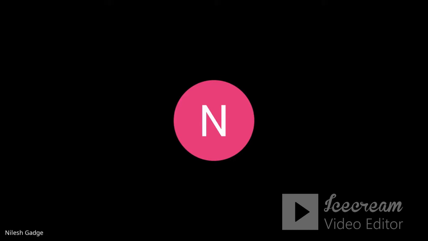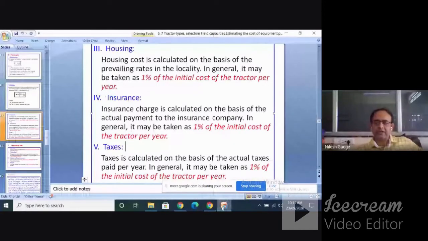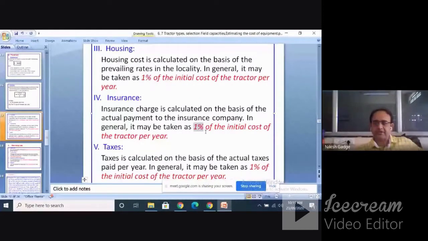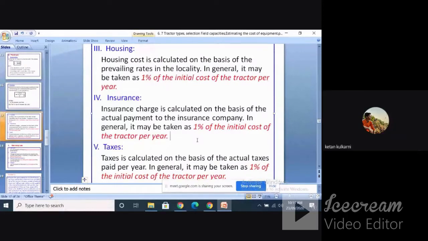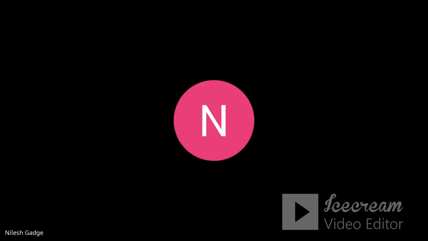Okay, have you written this or not? I already told you that. Have you finished this one? Which one? Housing, insurance, and taxes. Write down housing 1% of initial cost, insurance 1%, and taxes 1%. Just write down these terms: housing, insurance, and taxes. Try to finish as early as possible. Completed, sir. Have you finished or not yet? Okay.